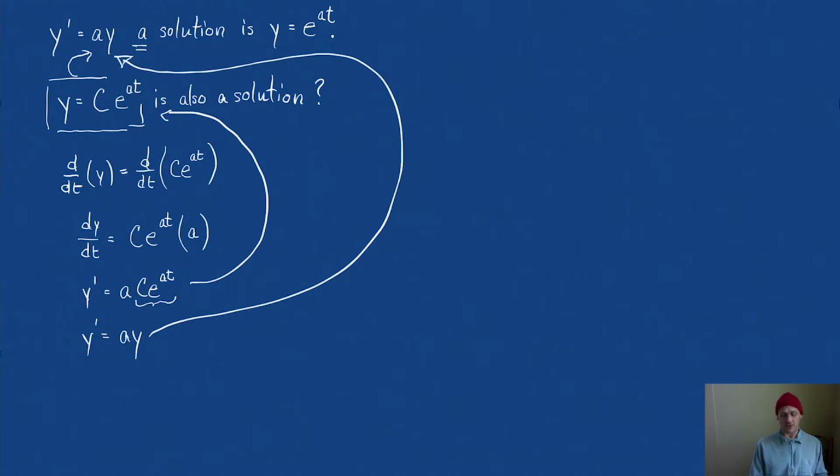Okay, so our solution now, all solutions are y equals c e to the at. Well, and you could also write it y of t. What, though, is specific about c? Let's take a look at that.